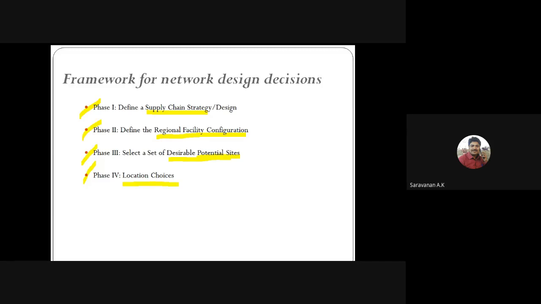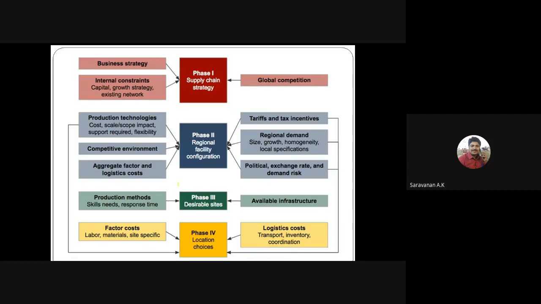The first phase is the supply chain strategy or design. So what strategies are there and what designs have to be considered? First we have to define what a supply chain strategy or design is. This is the phase framework. Here you can see the four phases, and what subdivisions there are in those four phases. We can see them one by one.